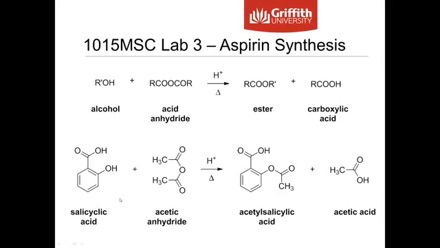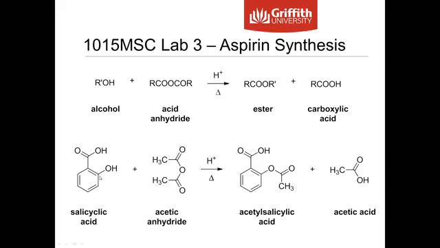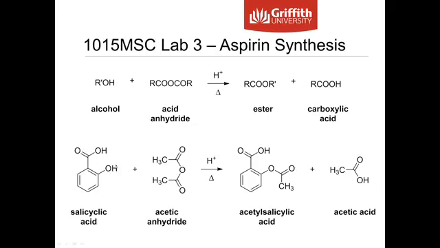We can start off with salicylic acid. This is a compound that is extracted from the bark of willow trees, and we can see in its structure, it has a benzene ring, it has a carboxylic acid functional group, and it has this hydroxyl group attached to the benzene ring, so it is a phenol. This is the alcohol part of this reaction, this OH group here attached to the benzene ring.